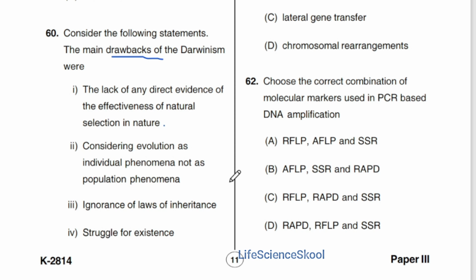The main drawbacks of Darwinism here: the first option is also correct, because there is a lack of any direct evidence of the effectiveness of natural selection. Yes, he talks about natural selection, but there is no direct evidence for that. So the first one is a drawback.